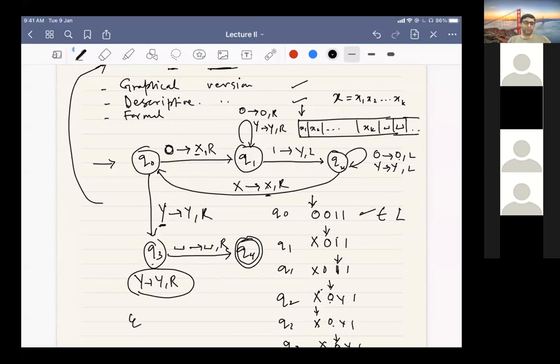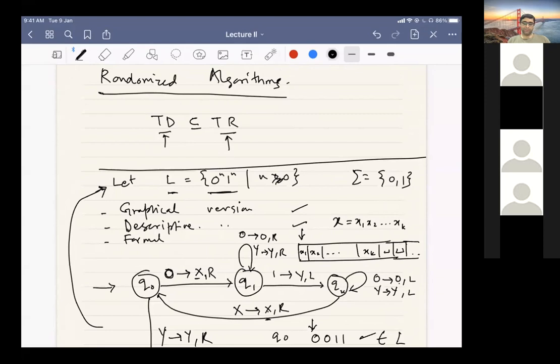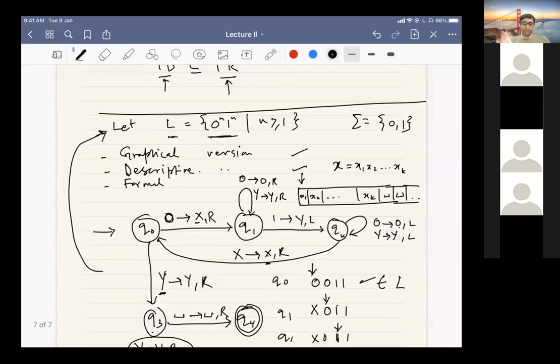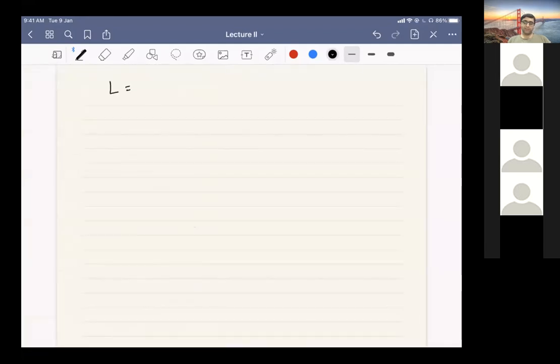So there are two possibilities. Let us say we modify this language, and we say that it is not n greater than 0, it is n greater than or equal to 1, and for this it will work. But let's say we insist that we want n greater than or equal to 0. Let's say L is 0^n 1^n, n greater than or equal to 0.